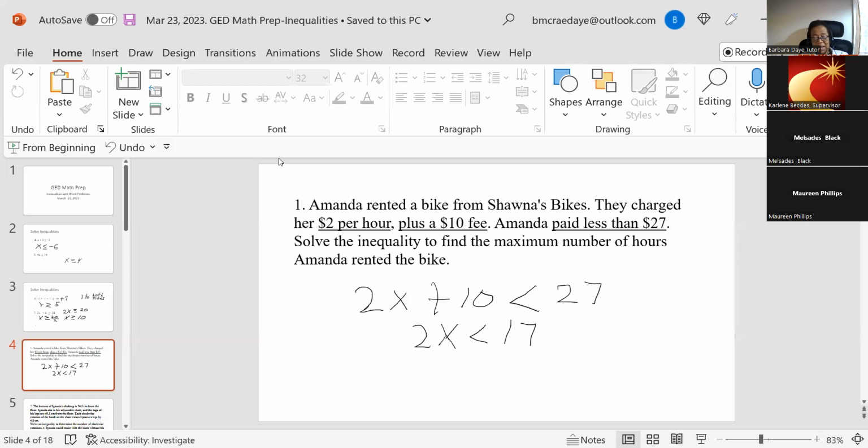Should X be less than 17? No. How do you solve this for X? You divide both sides by 2. This gives you X less than 8.5.